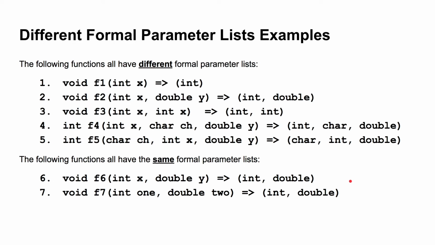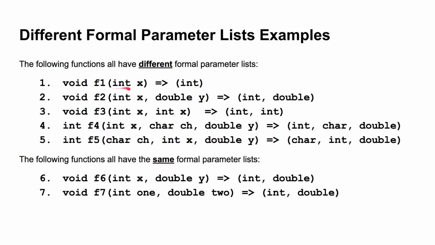So here are some examples of different formal parameter lists that functions can have. These are not all of them. Obviously, there's an infinite mixture of formal parameter lists that functions can take, but here are just a couple of examples.